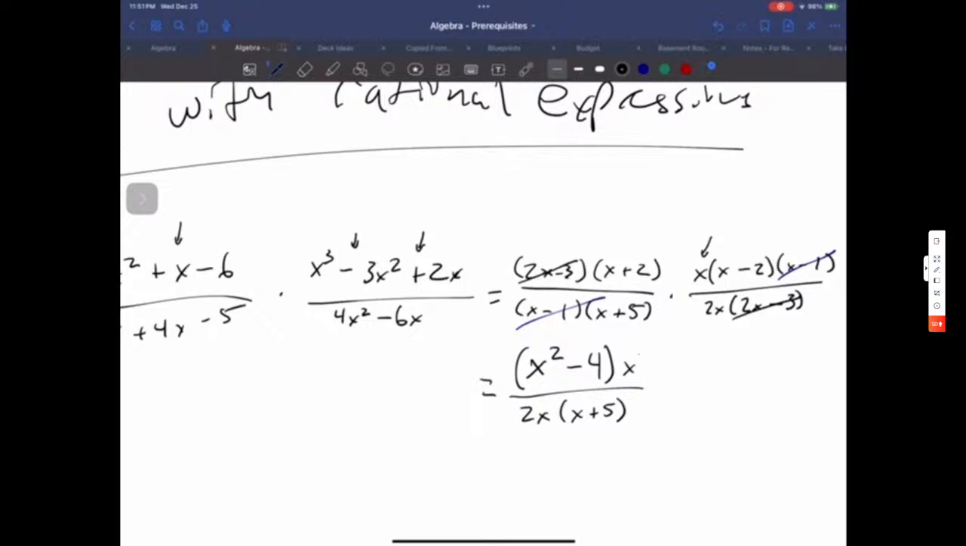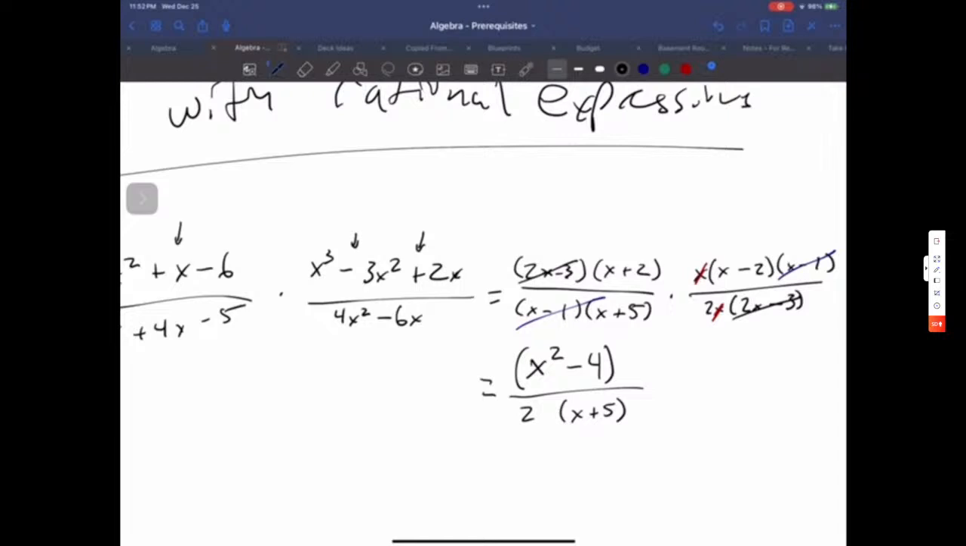Here, this x will cancel out with that x. The mistake would be that it could cancel out up here. There's no reason that you couldn't do that earlier rather than later. So if we do it up there, then we don't need it down here, and the end result is just x squared minus 4 over 2x plus 5.